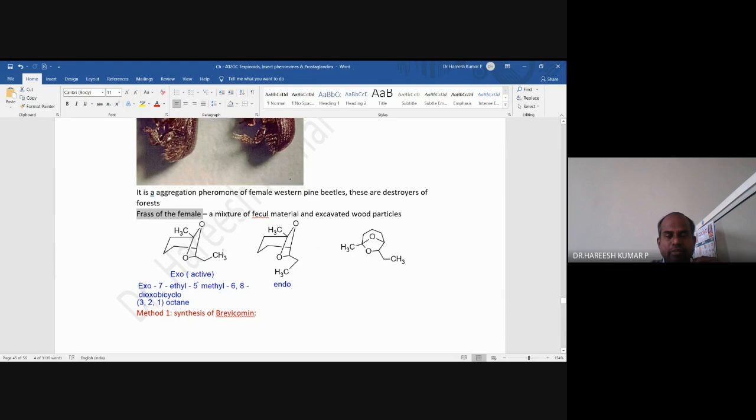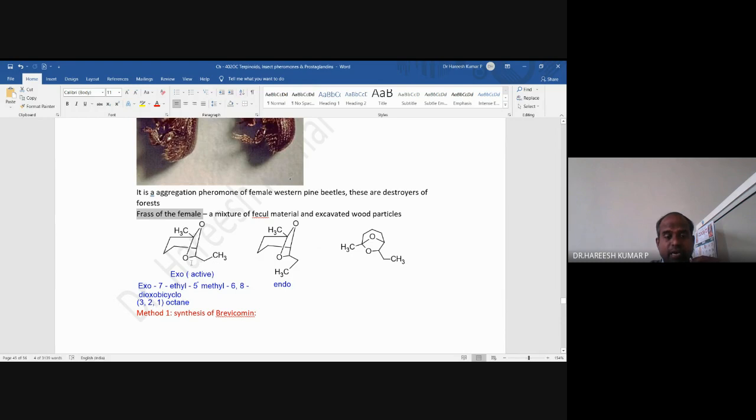If this ethyl group is away from the observer, meaning away from this moiety, it is exo, and if this ethyl group is towards this moiety, then it's called endo. This will be the general structure of this moiety. You know that chair form is written, but here it's a general one, a bicyclic compound. You can write this, but what is the need of writing exo? Exo is the active one, so that is the reason you need to write exo.